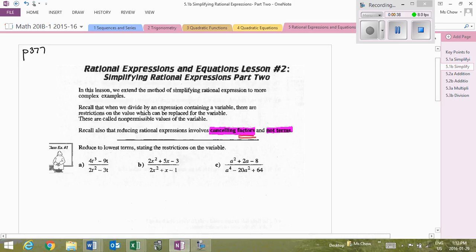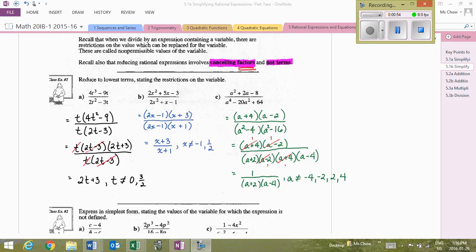Why don't you guys take a moment and work through class example number 1, and if you want to hit pause, once you've completed A, B, and C, then you can check in with the video again. Okay, let's talk these through then.